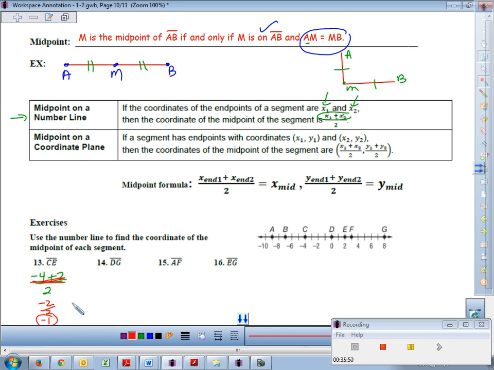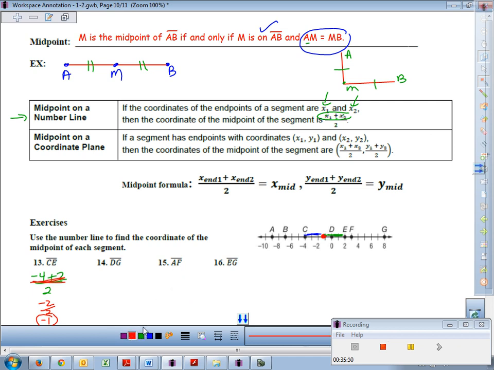Let me show you. You don't have to do this, but let me show you. Here's -1 on the number line, right here. And that is smack dab in the middle between C and E. The green thing is exactly the same distance as the blue thing right there. -1 is where the midpoint of segment CE is on that number line. Sound okay? Let's do 15.